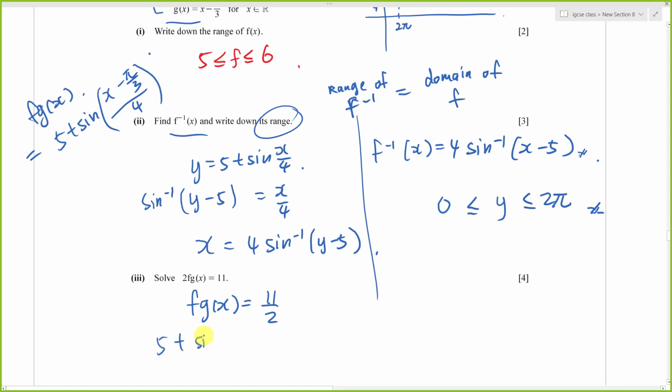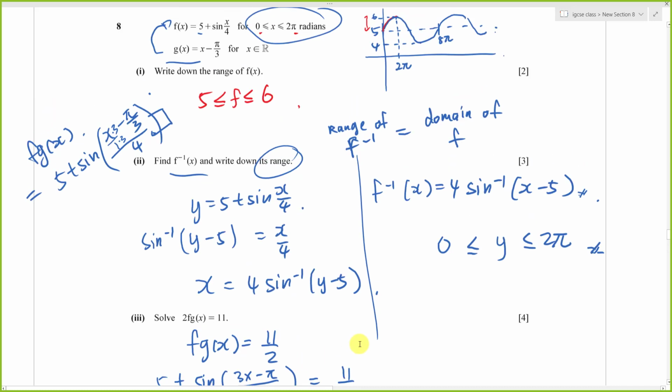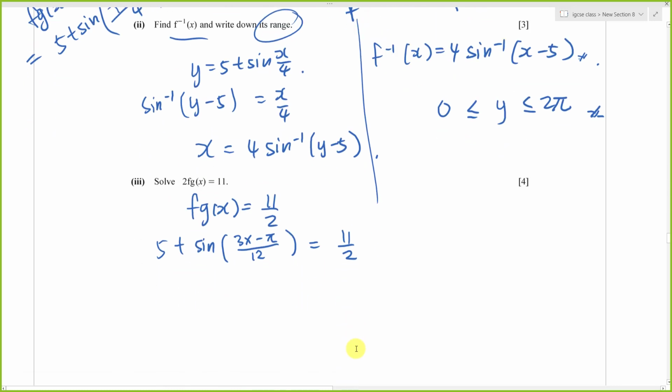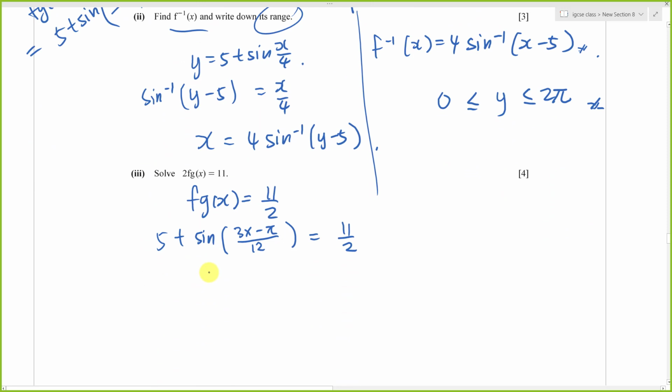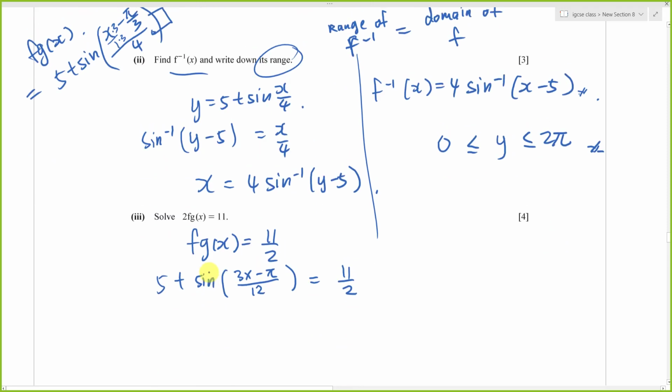Okay, 5 plus sine. This one, I can make them have the same denominator, it is over 1, right? I multiply 3, multiply 3. Then I will have 3x minus pi. And then these two you can multiply, right? Over 12. Equals 11 over 2. Yep. Then I will need to solve this one.